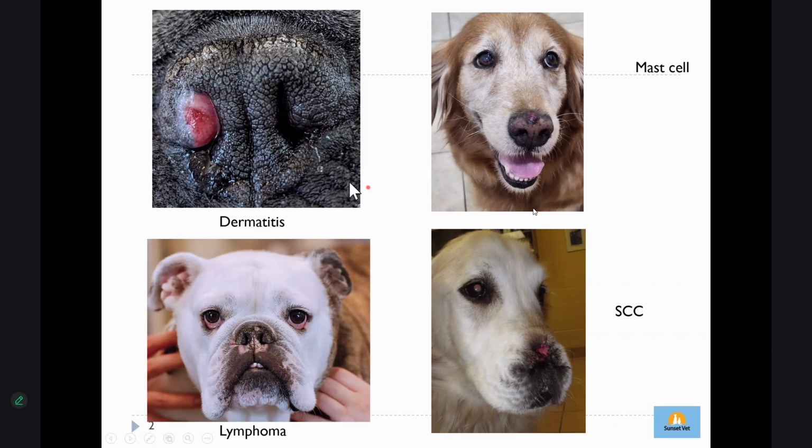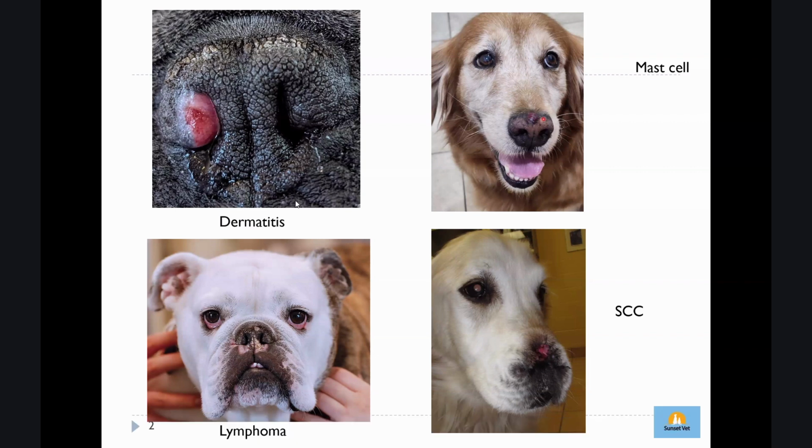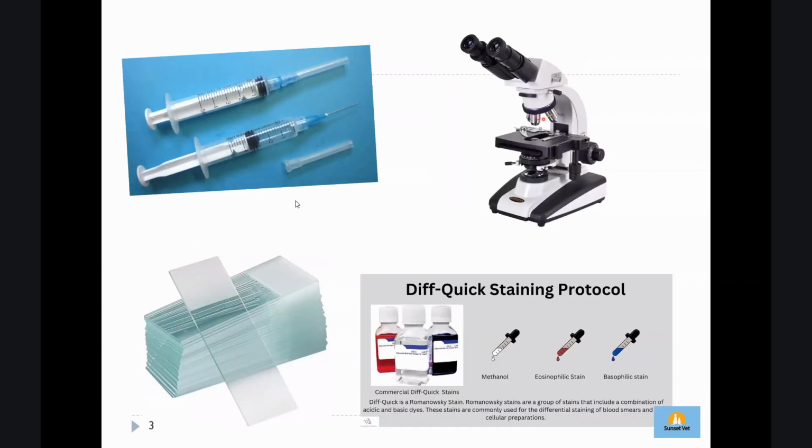Typically, dermatitis is benign, just skin inflammation. But how about the lymphoma? How about the squamous cell carcinoma? And how about the mast cell? Everything looks similar. So what is the next step?